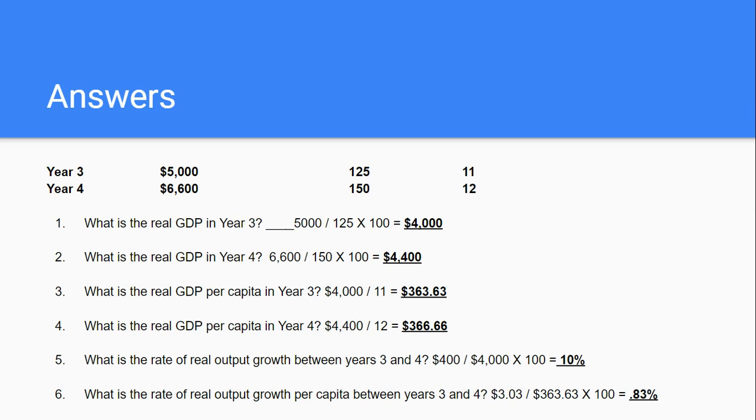If you want to look at the total growth in your economy, it's 10%. Because your real GDP grew by $400. The original GDP was 4,000. Divide and multiply by 100 to put it into a percentage, and you get 10%.